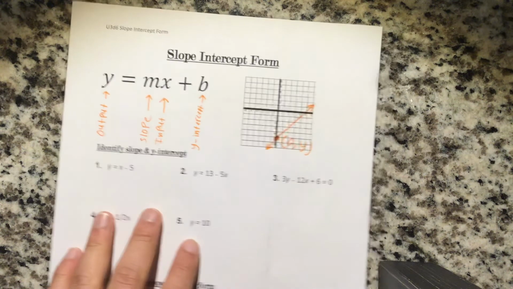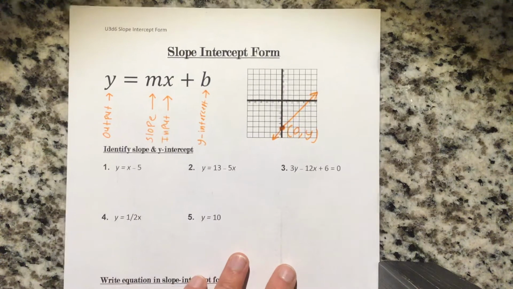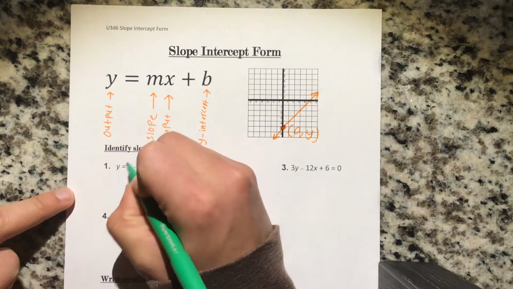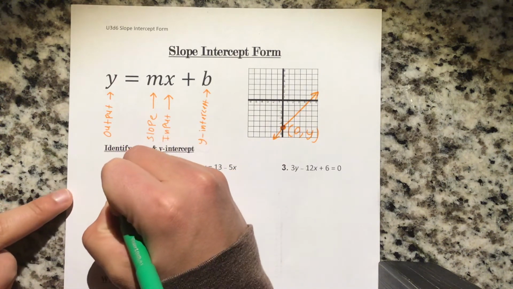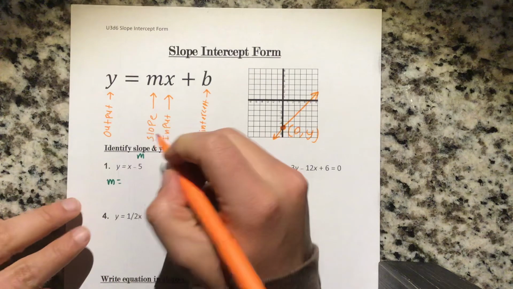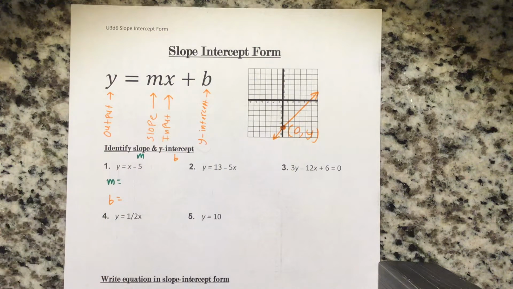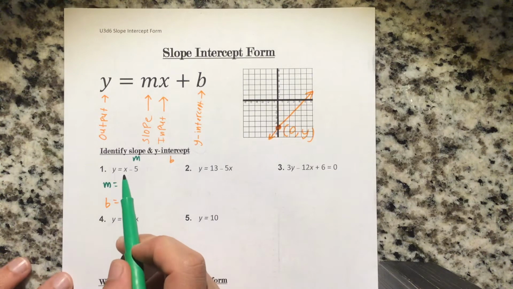Now, if we look down here, we're going to identify some slopes and Y-intercepts from these equations. So the first one, I have Y equals X minus 5, okay? We need to identify two things, right? We need to identify our slope, which is M, and the Y-intercept, which is B, okay? So looking at this equation, Y equals X minus 5.